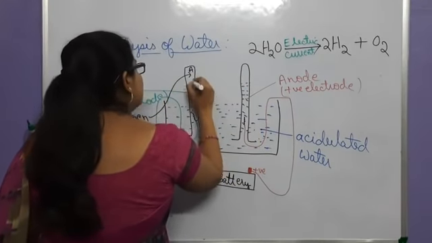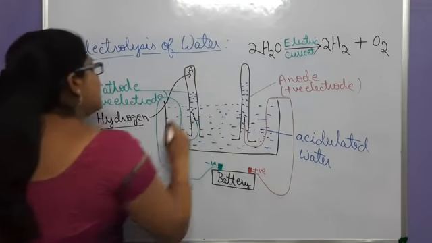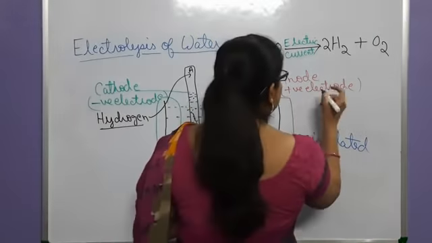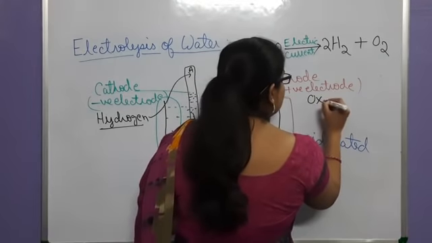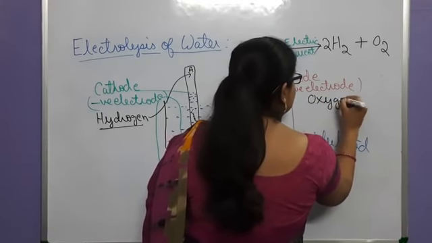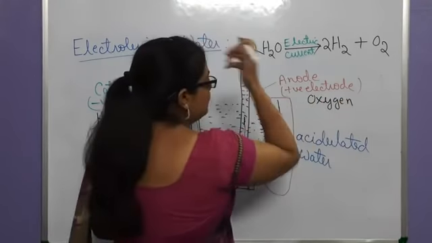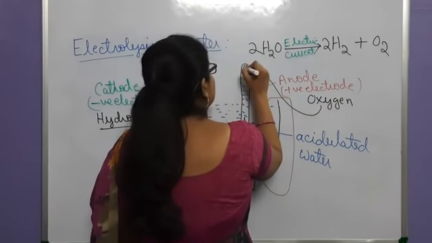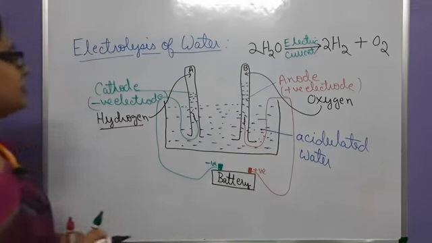So hydrogen is collected in the form of gas over here, and then where will oxygen be collected? Oxygen will be collected at the positive electrode, that is the anode, because it has a negative charge. So oxygen will be collected here in the B portion in the form of gas.